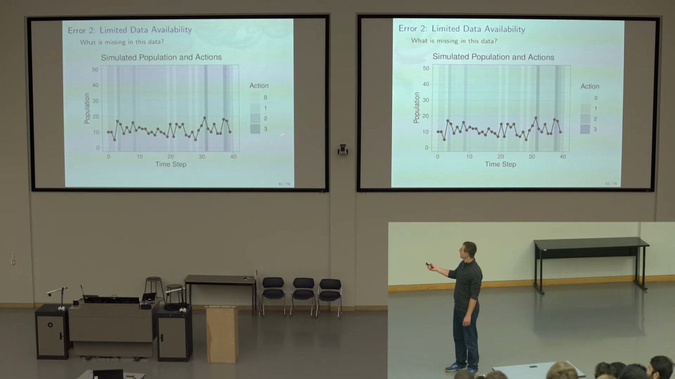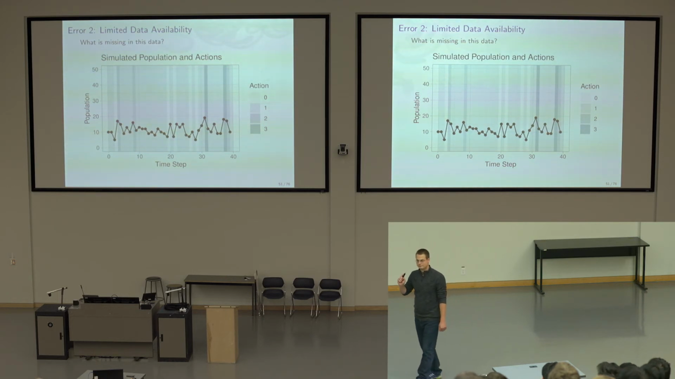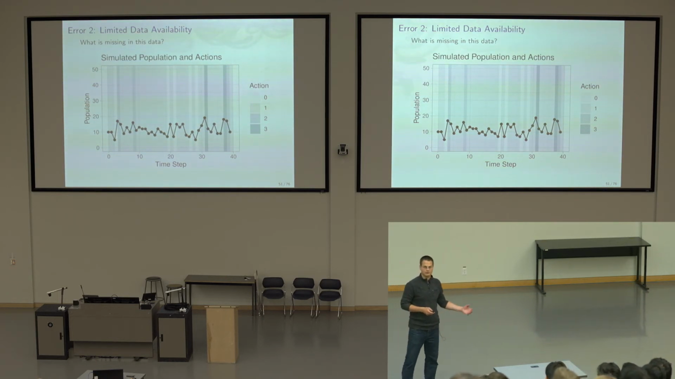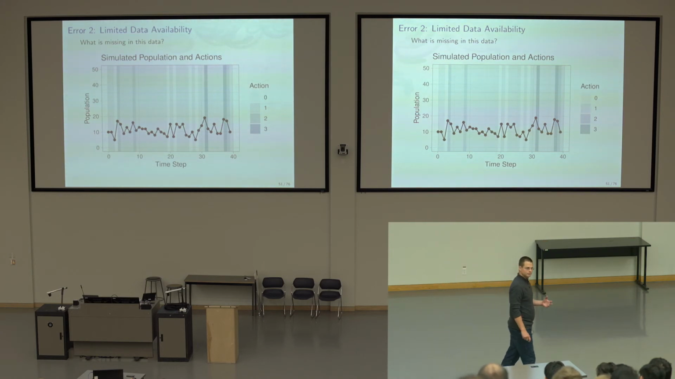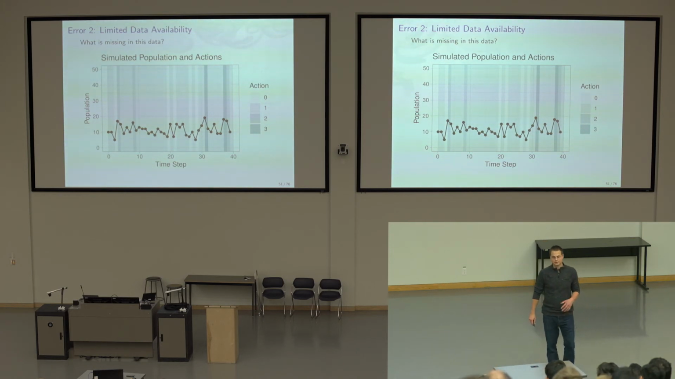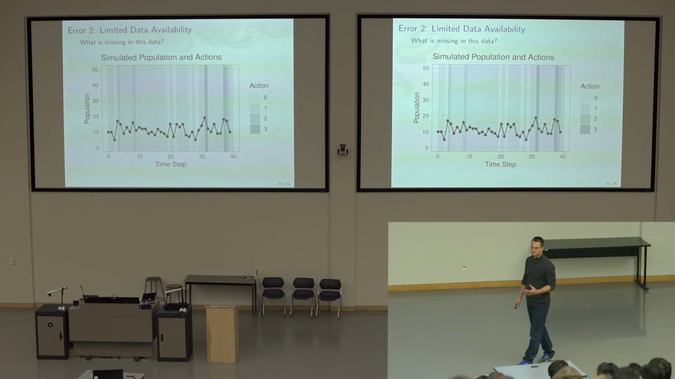So you see these actions. I told you there are 5 actions. You only see 4 of them ever in your data set, because they never use the strongest pesticide. You can learn from this model how well each one of these pesticides works, but how well does it work when the population is 40? Can you learn that directly from this data? No. Is this common? Yes.